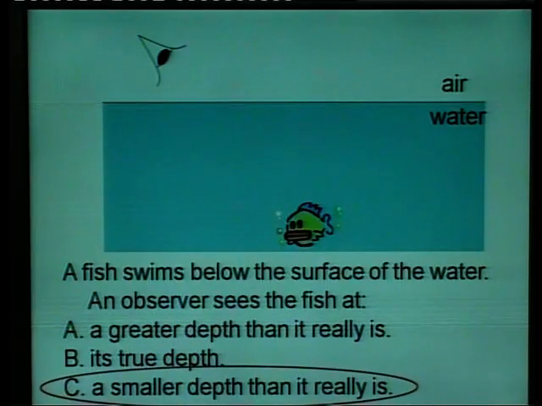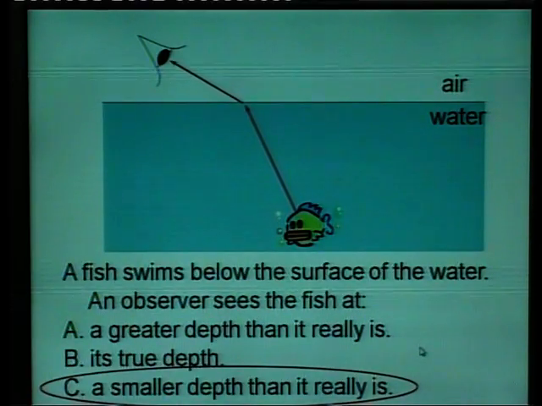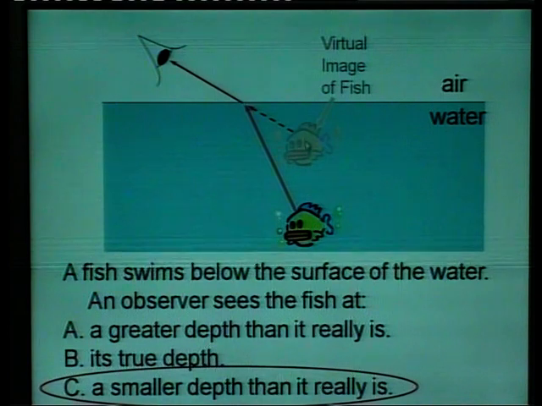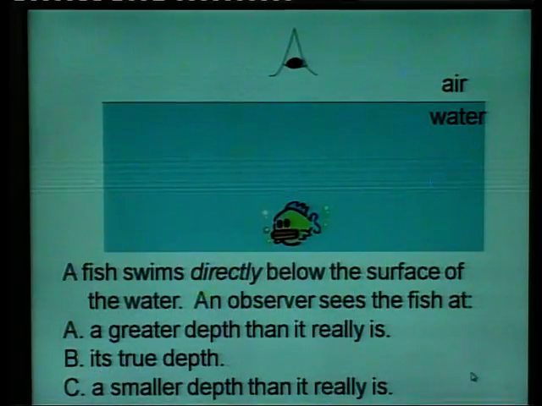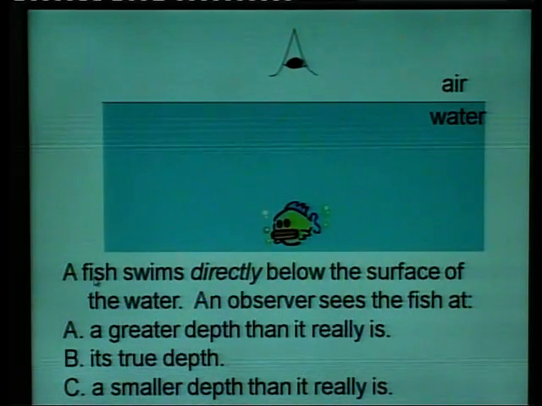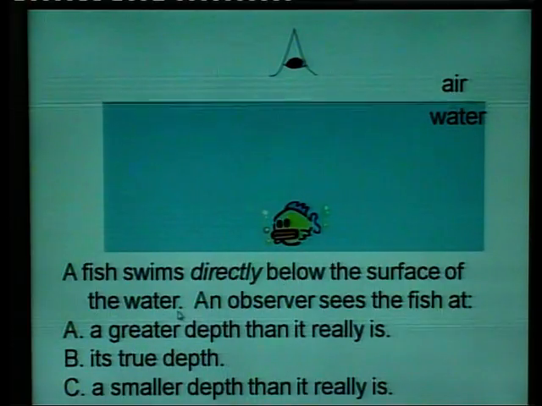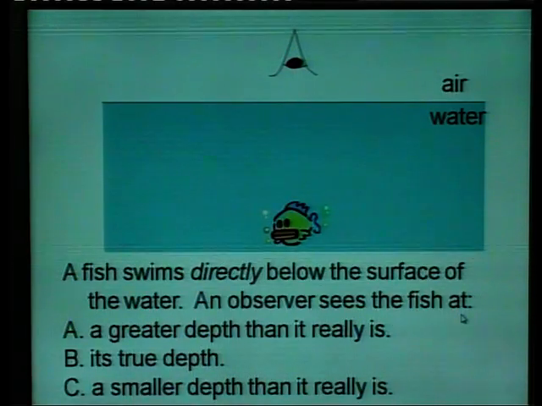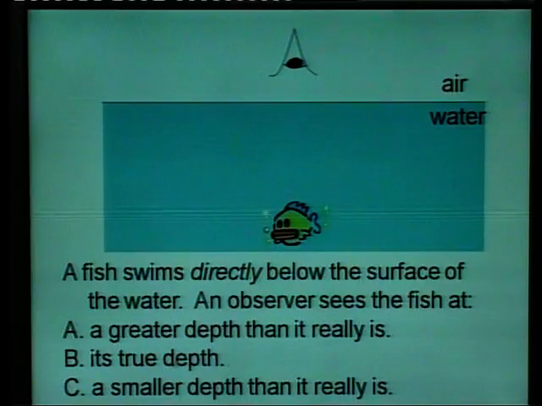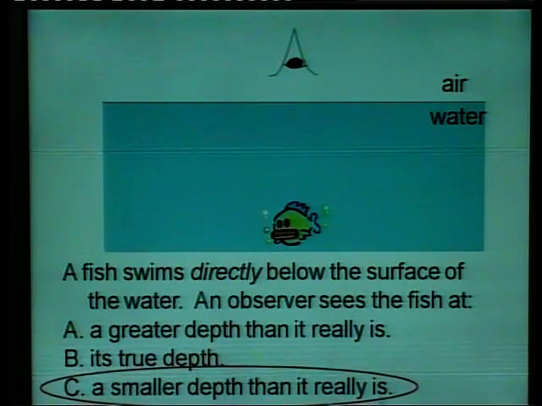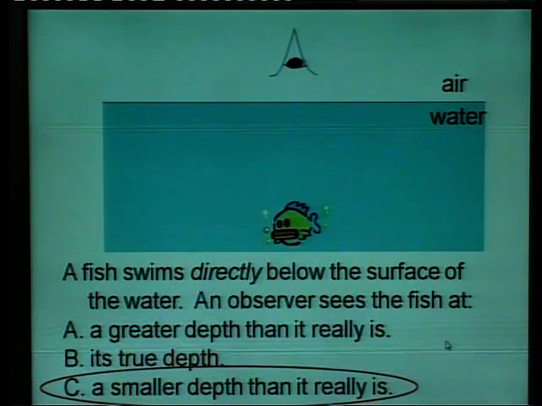So the answer is a smaller depth than it really is. So the fish will appear raised to the observer. So this will be the virtual image of the fish. So the observer will see the fish here. Another example question: a fish swims directly below the surface of the water. So now the position of the fish is here and the observer is here. An observer sees the fish at, again, a greater depth than it really is, its true depth, or a smaller depth than it really is. So again the answer is a smaller depth than it really is.